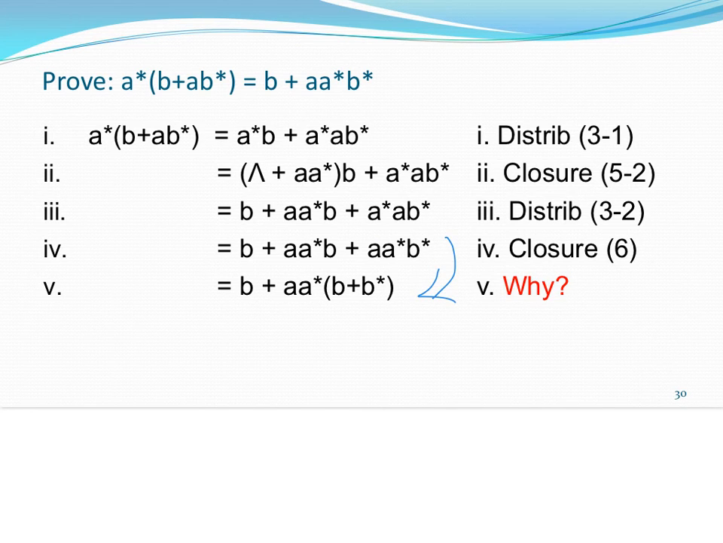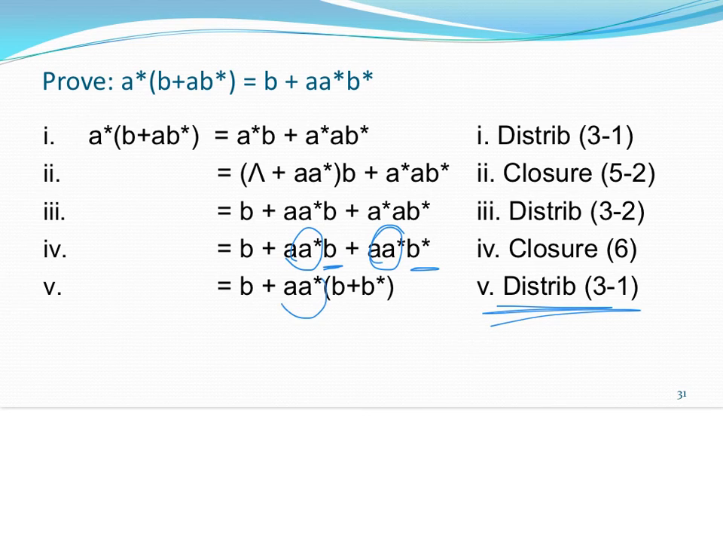Pause the video. And I hope you're kind of getting used to this. Now we're using one of the distributive properties, right? So we have just said, well, I had AA star here times a B, and I had AA star here times a B star, so we could just pull it out and have AA star times B plus B star.